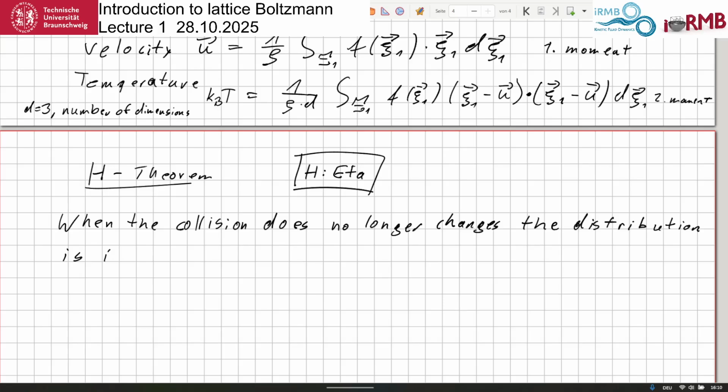What did I write? When the collision does no longer change the distribution, it is said to be in equilibrium. And we would be able to solve this integral, at least approximately, if we knew what this equilibrium is. So now, how do we find out what this equilibrium is? Let me see whether we can do this in 20 minutes, otherwise it will take a little longer.